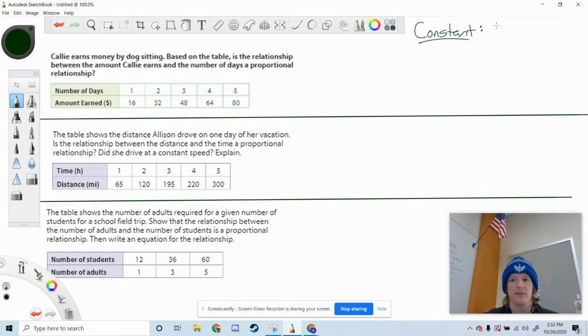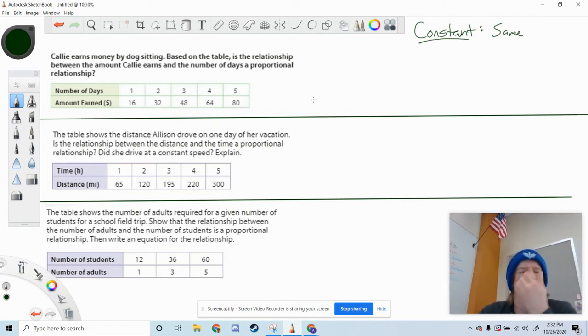If I were to ask, what does constant mean? You've probably heard the word constant many times, but if I were to give you a definition, I would say the word same. Constant means consistent. It means it doesn't change. So like if you're driving at a constant speed, you're staying at the same speed, right? So what we need to do in this section is see if the relationship between two variables is constant.